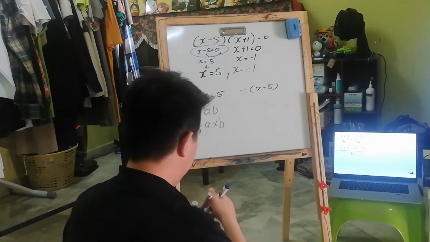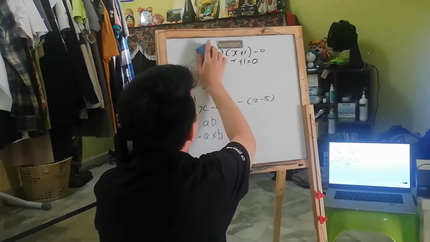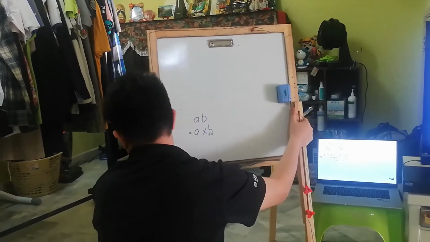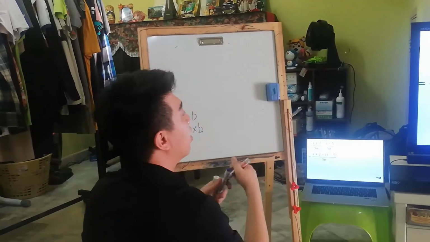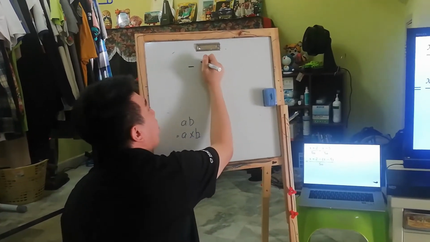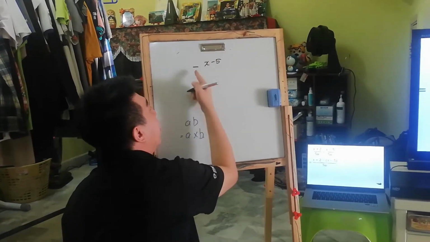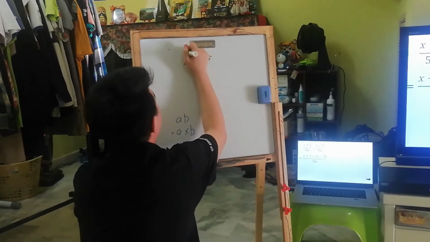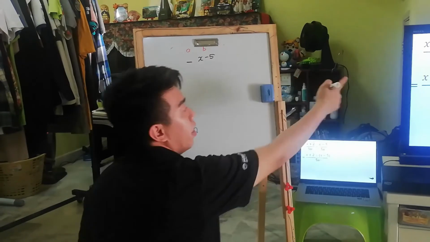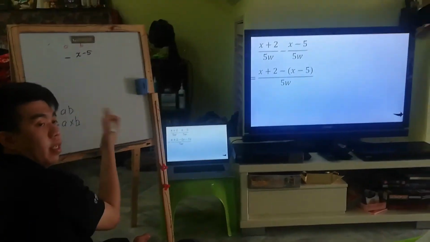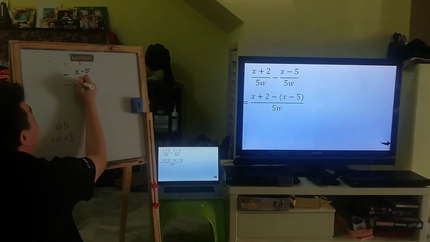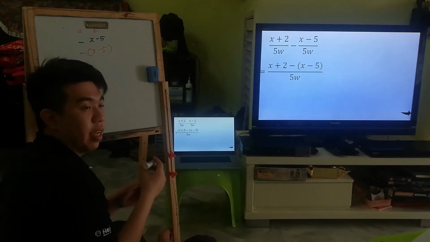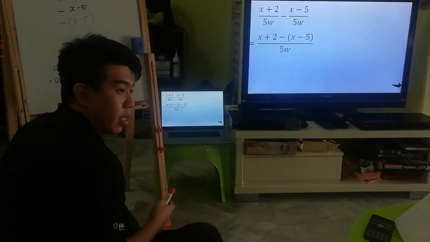Same goes like this. So here is negative x minus 5. It's actually A and B, A, B, because it's different. See the center? It's different terms. So equal to minus bracket x minus 5. It's negative times x minus 5. That's the main concept of it. Any problem?